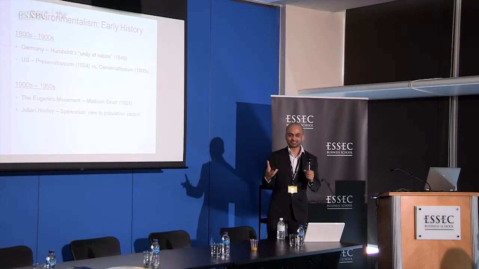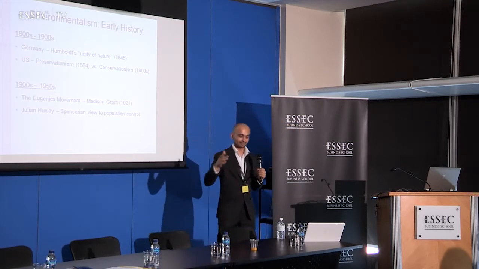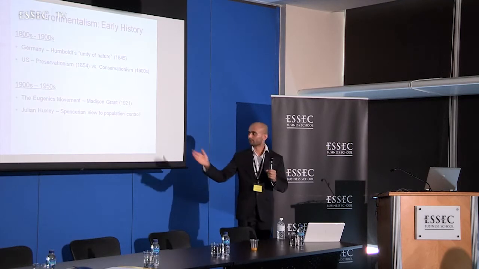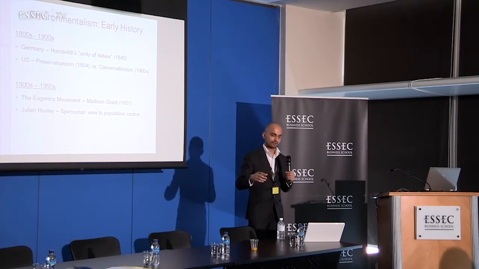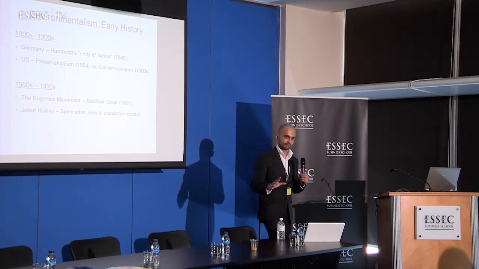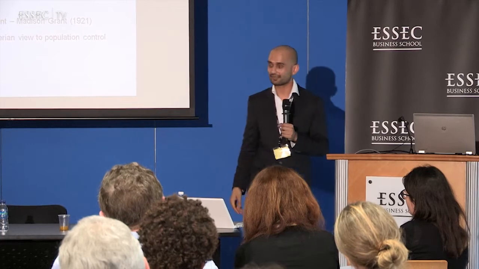And it's funny because in this sense, conservationism is linked together by Madison Grant with eugenics, in the sense that we need a limitation to human population growth, but the way we do that is by privileging certain racial groups and limiting the growth of other groups.